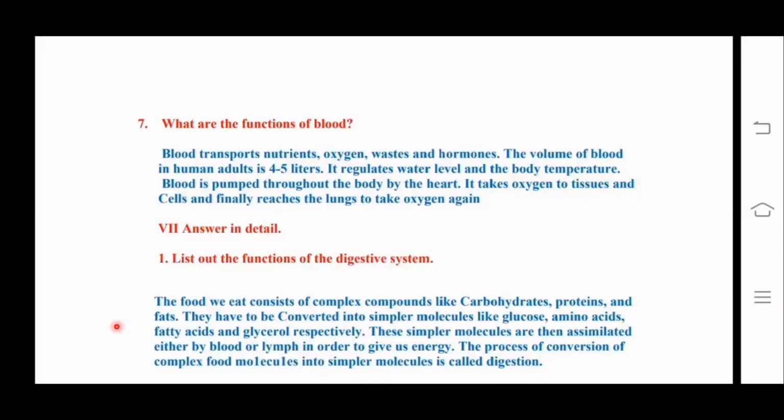The food we eat consists of many compounds: carbohydrates, proteins, and fats. They have to be converted into simpler molecules like glucose, amino acids, fatty acids, and glycerol. The simpler molecules then enter the blood, and by the blood they give us energy. This process is called digestion.